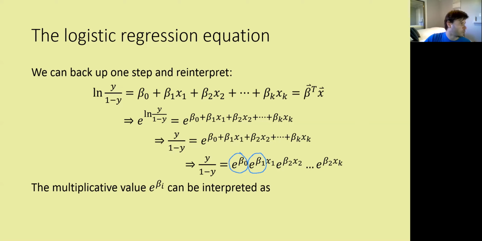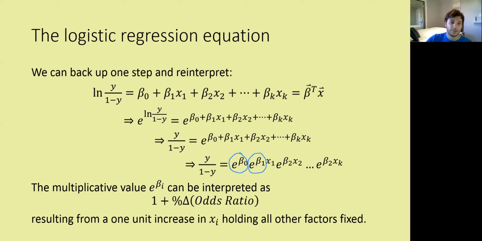And this is more true for the non-intercept terms, but you could interpret e to the bi this way. If you get the regression output from running the logistic regression model, you get your betas, and then you take the number e as the base to the beta power. That number will give you 1 plus the percentage change in the odds ratio. So if e to the beta is like 1.2, what that means is holding the other factors fixed, increasing that x variable by 1 will increase the odds ratio by 20%. That is, by 1 plus the percent change in the odds ratio, from a 1 unit increase in x holding other factors fixed.